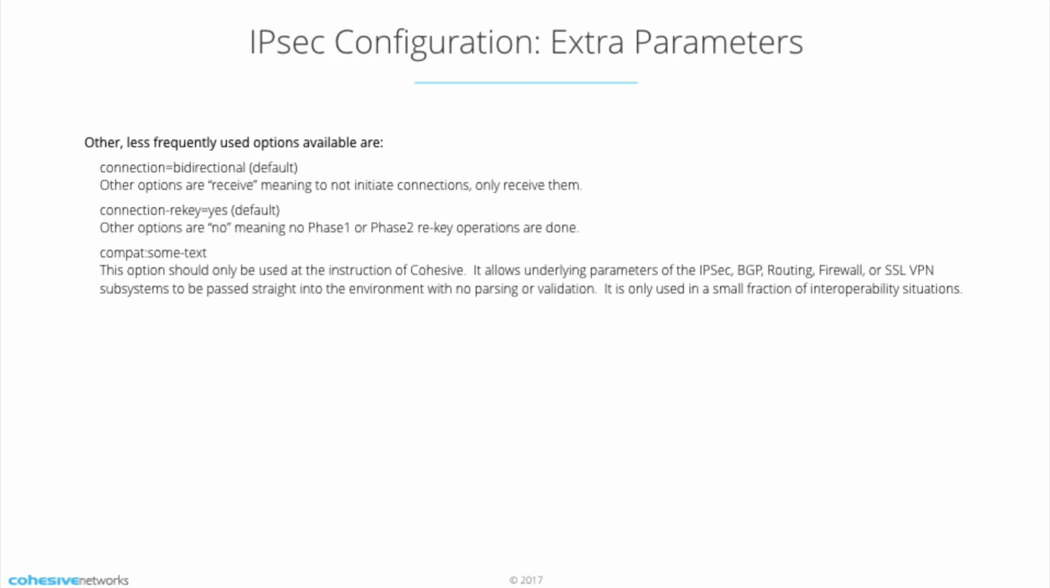And then sometimes there are some subsystem parameters that are understandable by our IPsec subsystem, but we don't use them often and we don't recommend them. There's a syntax called compatibility, compat and then some colon and then some text. And again, usually those are something you would use with Cohesive while we're working together to solve a connection issue.